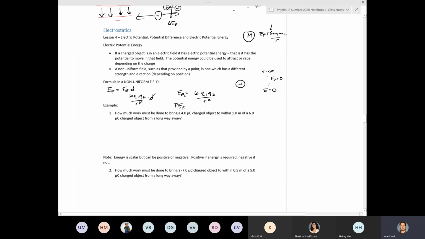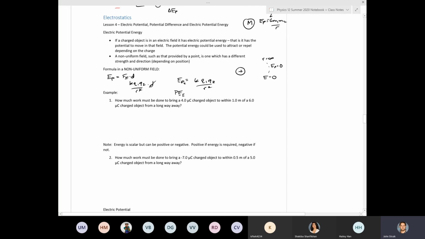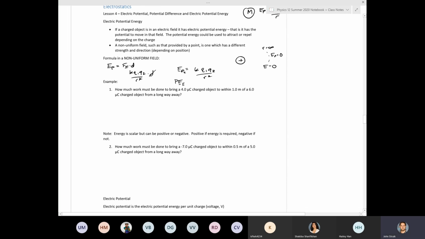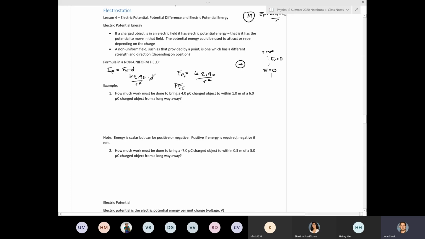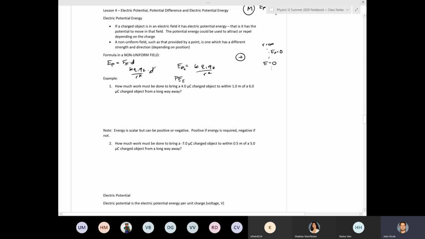Okay, so we have potential energy being K Q1 Q2 over R squared. Okay, so example: how much work must be done to bring a 4 microcoulomb charged object to within 1 meter of a 6 microcoulomb charged object from a really long way away? So let's say this is our 6 microcoulomb charge, and we have a 4 microcoulomb charge that's at R equals infinity. And so Ri is infinity. Okay, the initial radius is infinity. And then we're going to bring it here, the 4 microcoulomb charge, to within 1 meter.